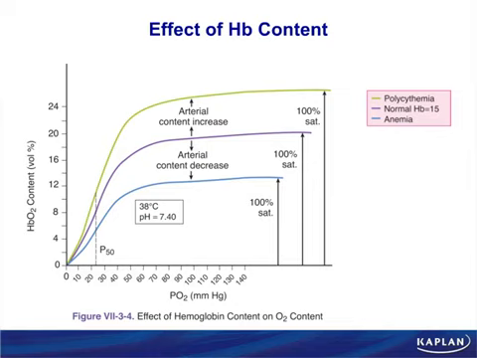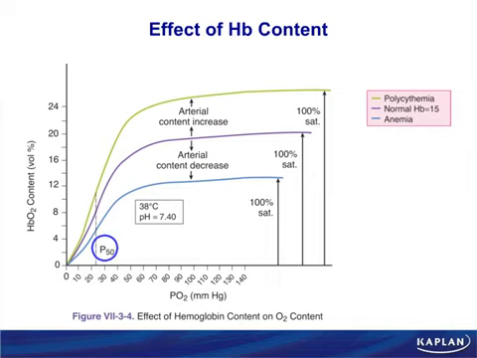In the purple, that's our normal scenario. In the green, we have polycythemia. And in the blue, we have anemia. Polycythemia is an increase in red cells, so more red trucks. The blue is anemia, which means reduced hematocrit, which means less red trucks. Notice the oxygen content is going to go up in polycythemia, down in anemia.